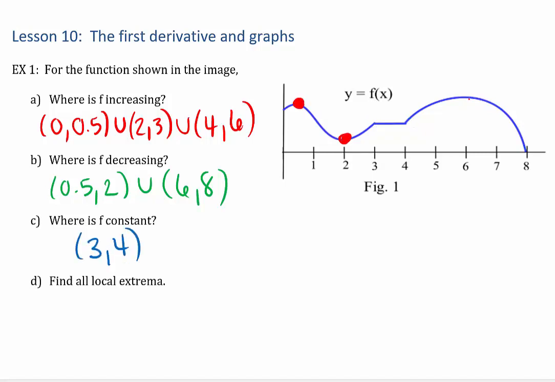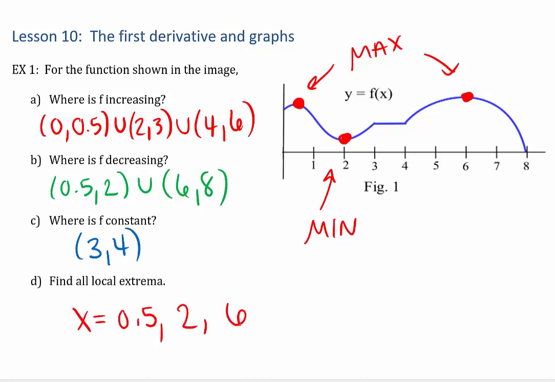Now, local extrema are basically high points and low points on the graph. I've indicated them in red. This particular graph has 2 local high points, 2 local maxes, and 1 local min. They are located at x equal a half, 2, and 6.